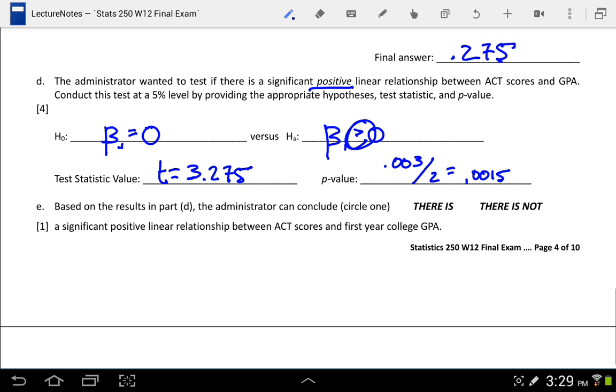Okay. Letter E. Based on the results in Part D, the administrator can conclude that there is or is not a relationship. Well, our p-value is really small, and at a 5% significance level, it's definitely significant, so the researcher can reject the null hypothesis and conclude that the evidence suggests that there is a significant positive linear relationship. Okay.